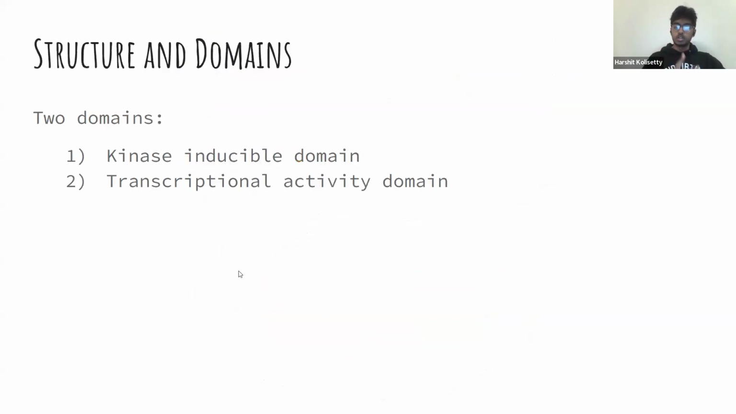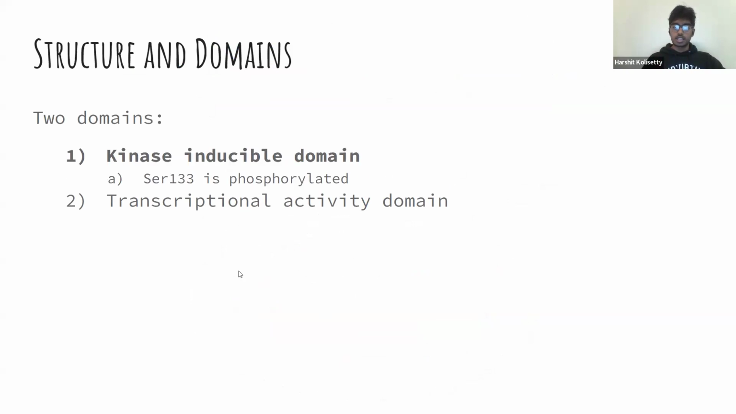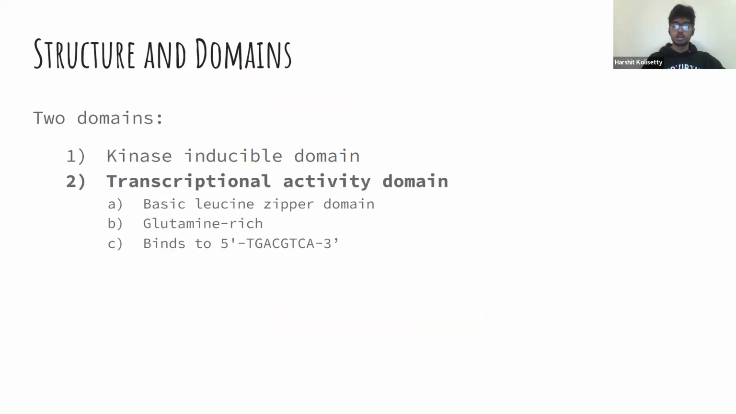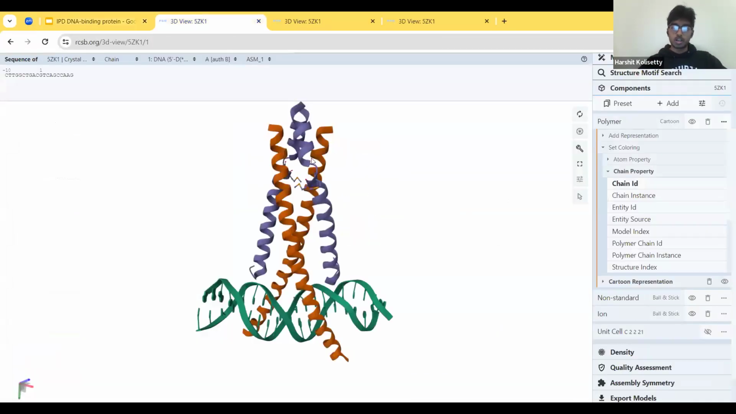So the two main domains we can look at in CREB. The first is the kinase inducible domain, which is where the serine 133 is phosphorylated. After that, once the homodimer starts to form, the leucine zipper is what really holds the homodimer together. Here we can see a 3D structure of just the leucine zipper of CREB.